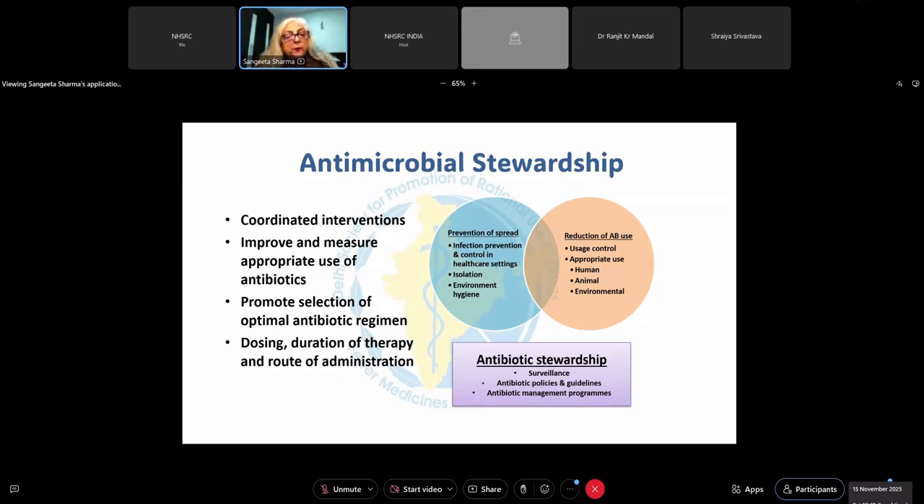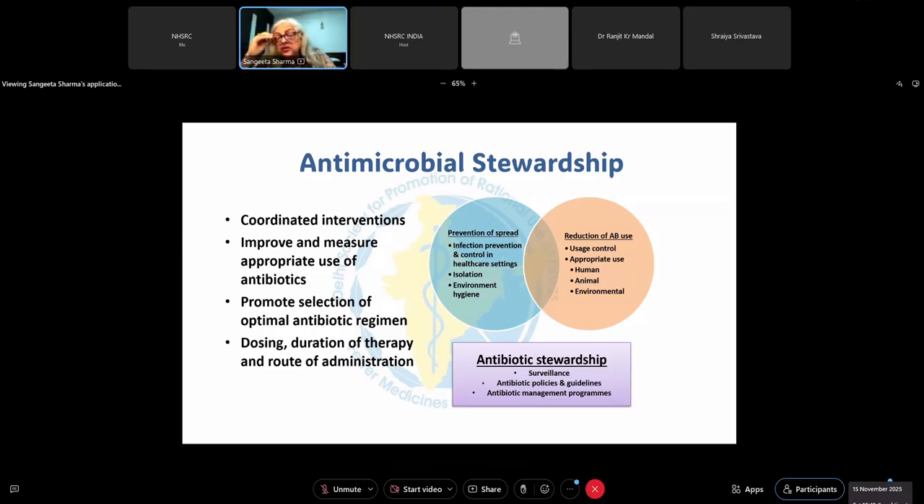When I say optimizing, I mean when you need it, you must get an antimicrobial agent. But when it is not needed, when it is a viral illness or self-limiting illness, if you don't need it, don't give these antimicrobial agents. And this is true for both the human sector and the animal sector.